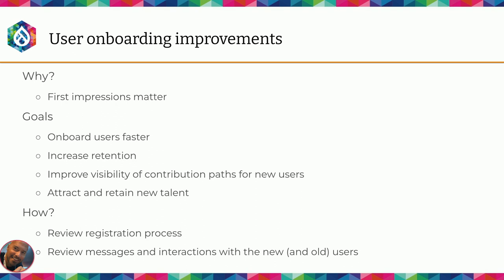First thing is we were picking the low-hanging fruit, things like the user onboarding improvement. Why does this matter? It matters because impressions matter, and first impressions matter most. So the goal is we need to onboard users in a smoother way, onboard them faster. We need to increase retention.